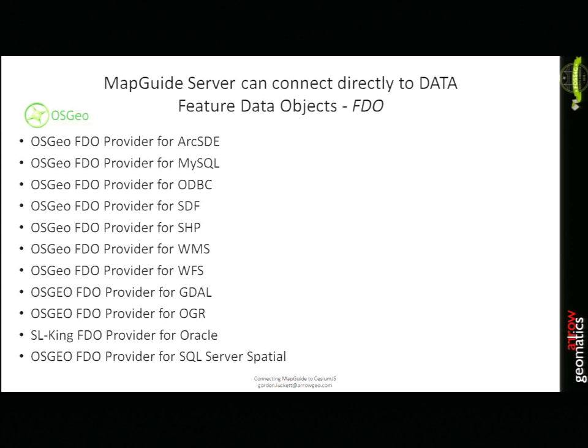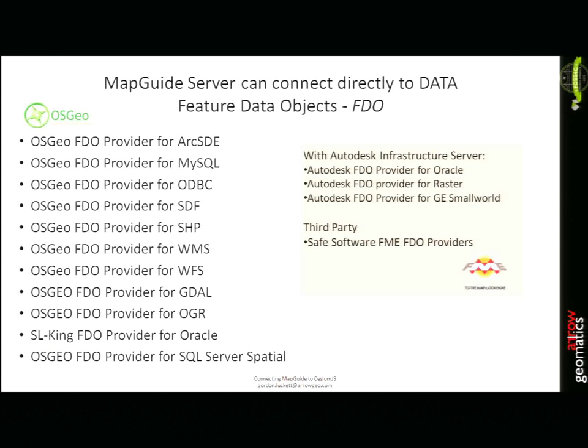There's other third-party items you can get. There's ones from Autodesk. They've got hooks into Oracle and GE Smallworld. And also, if you're using FME, anything that FME can connect to, you can connect to live. Again, basically no ETL. You just hit the data live, and you can consume it. So that's the most amazing thing about MapGuide, all the different data types. You don't have to translate. Single source of truth. There's only one data source. Everyone updates, and you point to it.